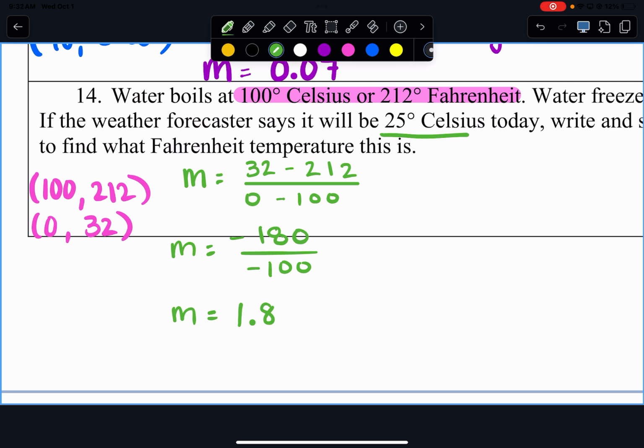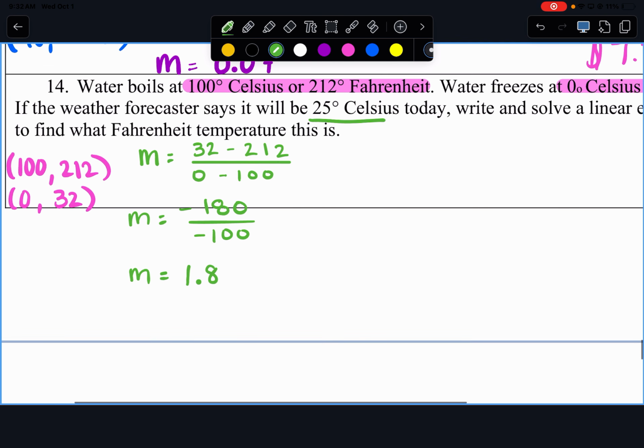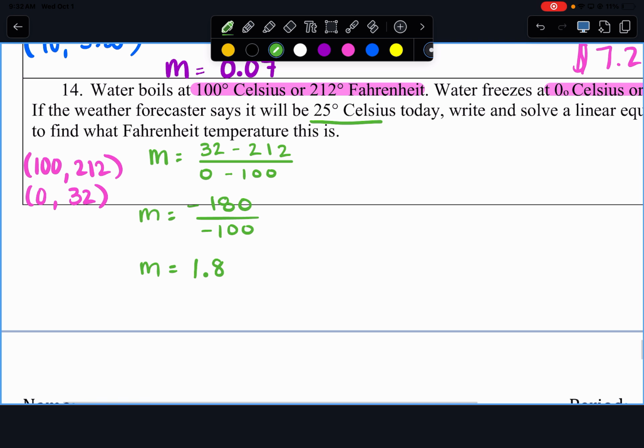1.8. All right, now we can set up our equation. So do y'all remember how we did this? The equation says y minus y1, right? Does it matter which of these 2 points I use? Would you rather plug in 100 and 212 or 0 and 32? 0 and 32. Do not plug in the harder one. Don't do it. Plug in the easier one.